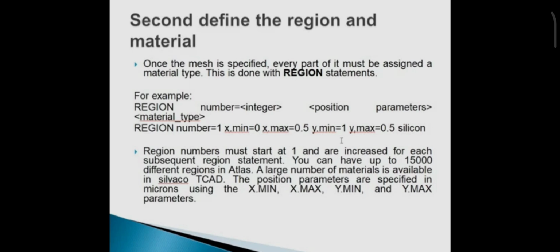If the position parameters of a new statement overlap those of a previous region statement, the overlapped area is assigned the material type of the new region statement. Make sure that materials are assigned to every mesh point in the structure. If this is not done, an error message will appear and Atlas will not run successfully. Next slide please.